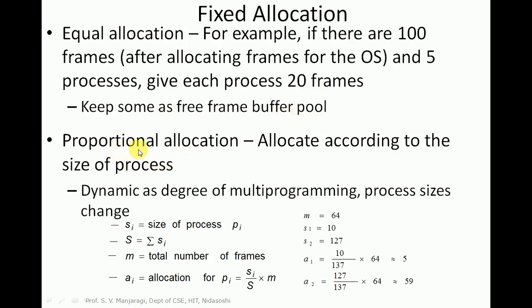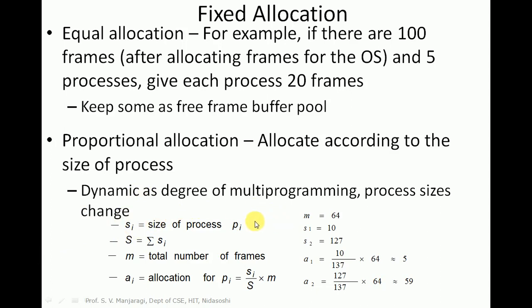The next strategy will be proportional allocation. Instead of going for equal allocation, we allocate frames proportionally. The technique is very simple: allocate the frames according to the size of the process. Size of the process is measured in terms of bytes. If the size of the process is big, then we allocate more frames since it requires more frames. If the size of the process is small, it means the number of bytes of the process is less, then we allocate fewer frames since it requires fewer frames.